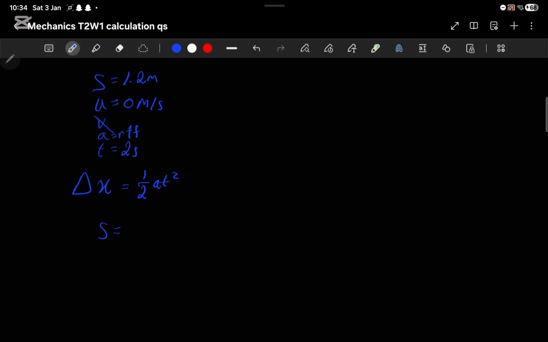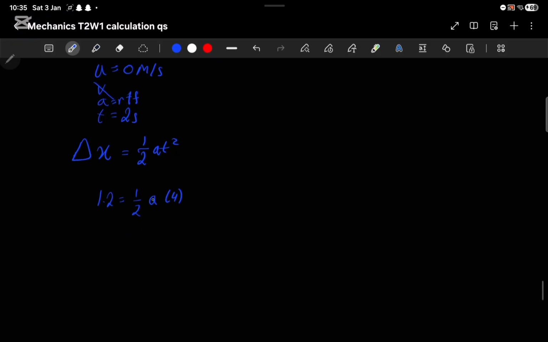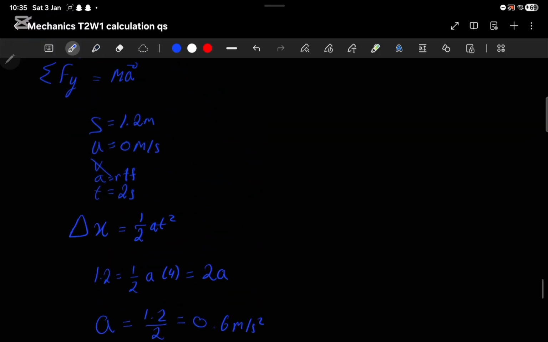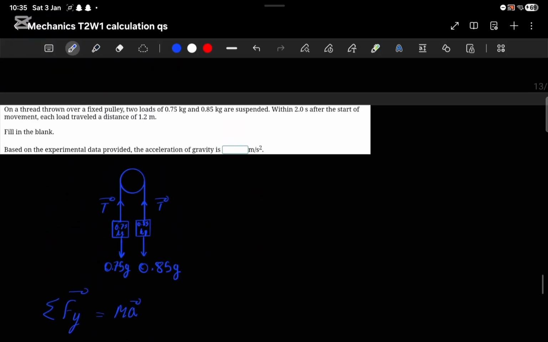So S, or delta x, is 1.2 meters equals half A, which is what we want to find, times T squared. T is what? 2. 2 squared is 4. Half times 4 is 2. So 2a. So what am I going to do? A is equal to 1.2 over 2, which is 0.6 meters per second squared. This is my acceleration. Nice acceleration. It's easy to work with. So now I need to know the direction of motion. Is it going this direction down? So that means this block is going up. Or what I mean is this block will go downwards and this block will go upwards.